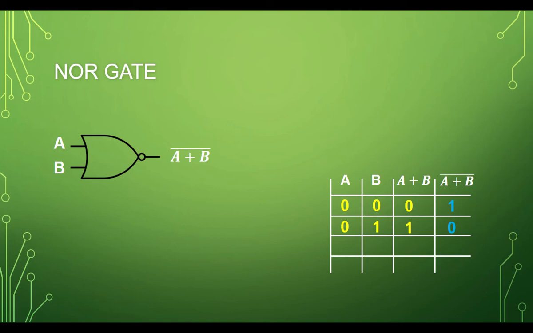Let's try 1 for A and 0 for B. We add, this becomes 1, and then we negate, it becomes 0. Now let's try 1 for A and 1 for B. As long as there is a 1, the result will become 1. And we negate the result, this becomes 0.